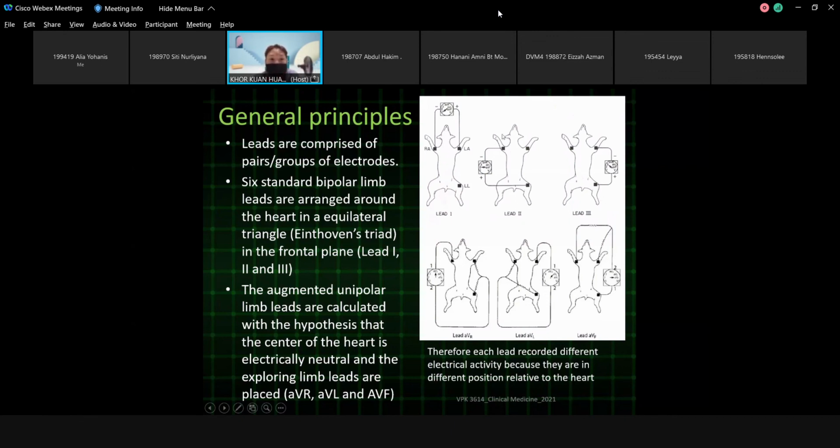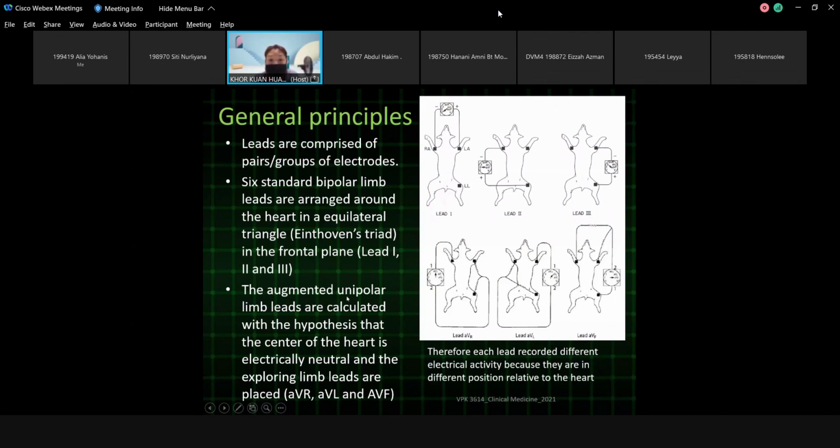Okay, so there are actually standard bipolar limb leads, which are arranged around the heart. This is the heart sitting here, arranged around the heart. In other words, they term it as Einthoven's triad in the frontal plane. So you have lead 1, lead 2, and lead 3.